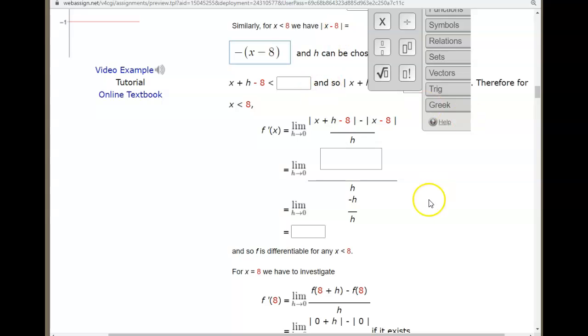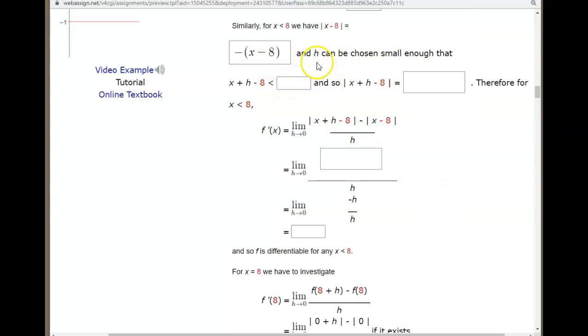Now I could just put negative x plus 8 here, and that would be fine too. So h is chosen small enough so that this is less than 0. And so x plus h minus 8 equals, therefore, the absolute value here, since this is less than 0, will be the negative of it. So we throw a negative all the way through the parentheses here. So for this problem, this is x plus h minus 8, and then we're going to be subtracting off this one. We do the same steps we've done in previous ones.